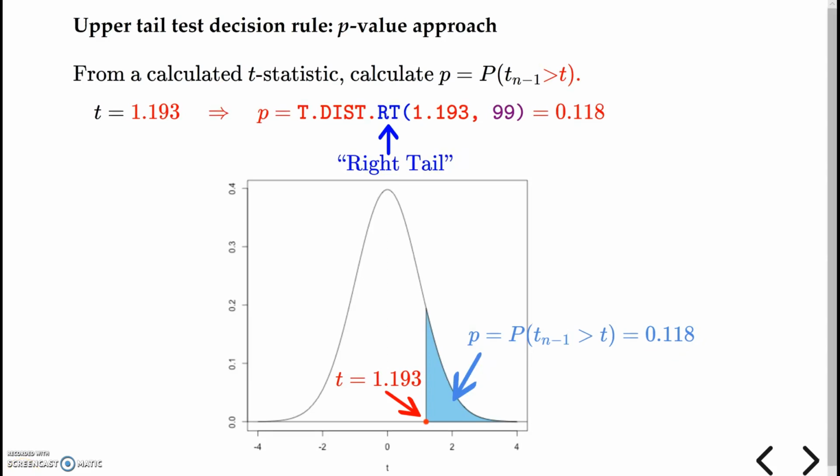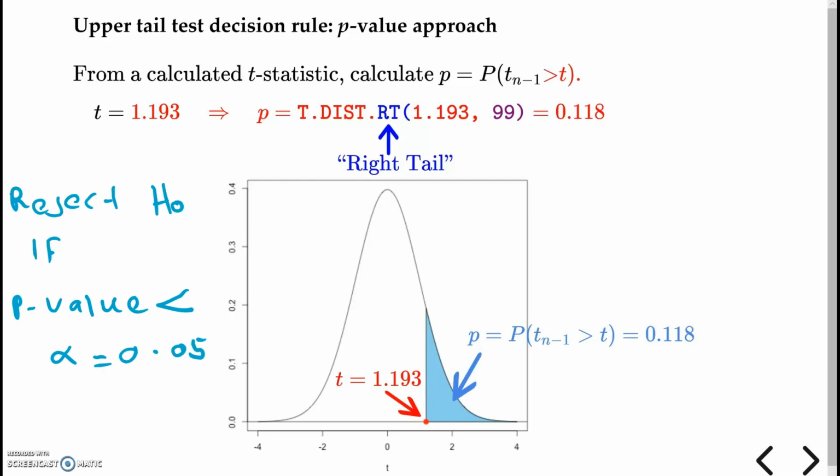Do you remember what our decision rule in this particular case is? Our decision rule is to reject H0, right, if the p-value is less than alpha, which is equal to 0.05. Now we have to look at the p-value that we calculated, which is this, and see if it is less than alpha 0.05, and then make a decision based on that value.